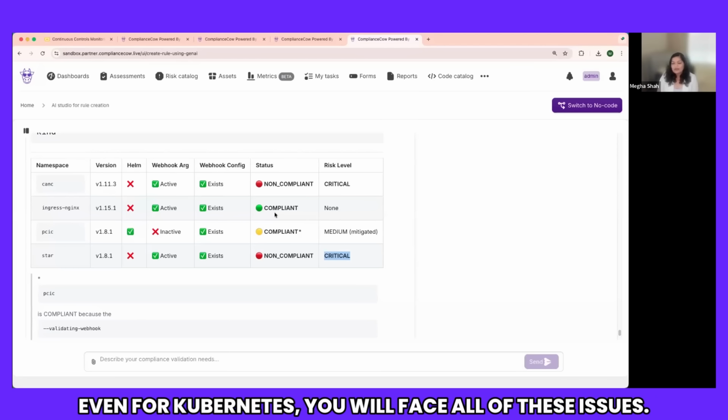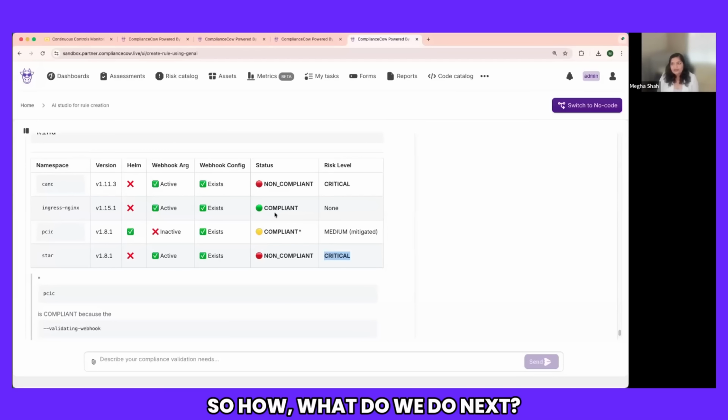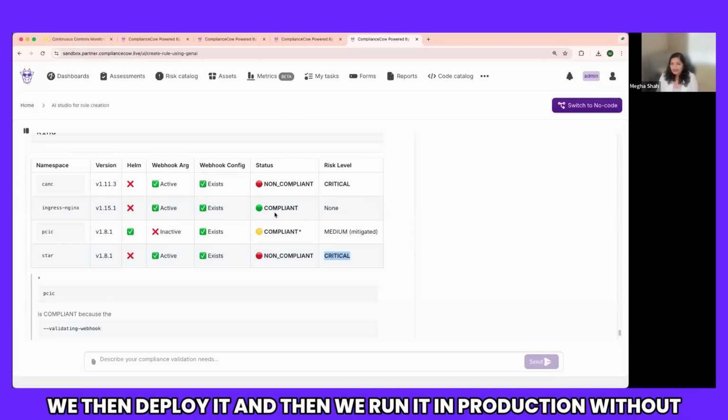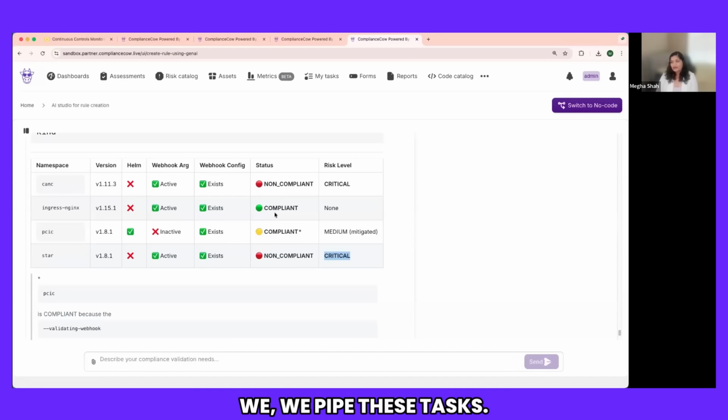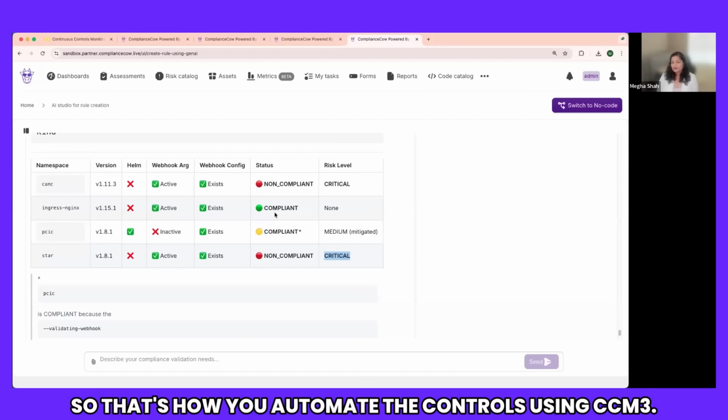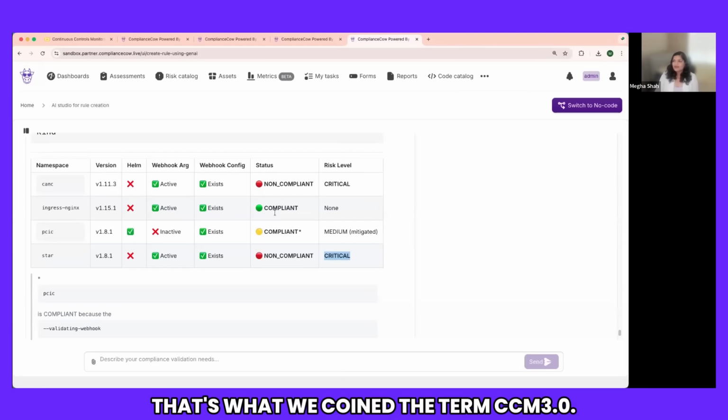Same way, even for Kubernetes, you will face all of these issues. So what do we do next? We leverage the probabilistic model to design and unit test the rule. We then deploy it, and then we run it in production without AI. So we pipe these tasks, we let the orchestrator do its job, and every single time you'll get a deterministic output in real time. So that's how you automate the controls using CCM 3. That's what we coined the term CCM 3.0.